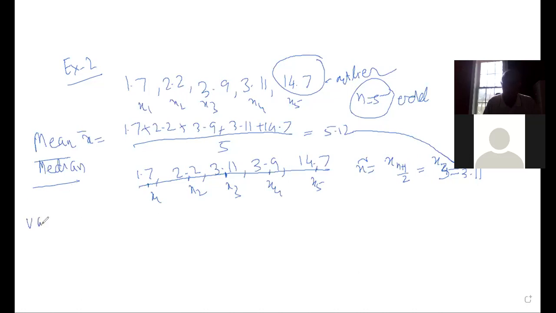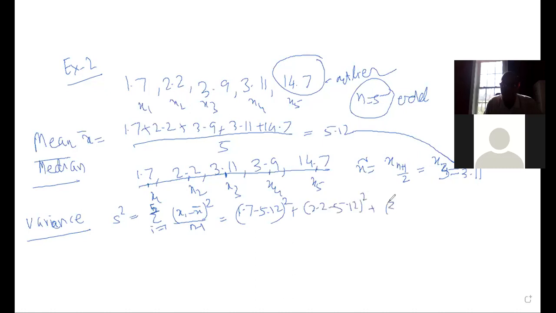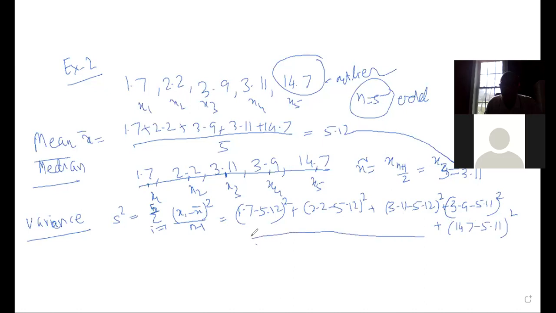Okay, and then after, I would like to go for the variance. The variance is S square, equal to the summation from i equal to 1 to n, here n is equal to 5, of (xi minus x bar) square divided by n minus 1. If you use this, that means I'm going to get (1.7 minus the mean) square plus (2.2 minus the mean) square plus (3.11 minus the mean) square plus (3.9 minus the mean) square plus (14.7 minus the mean) square. And if you divide by n minus 1, that is 5 minus 1, that is equal to 4.